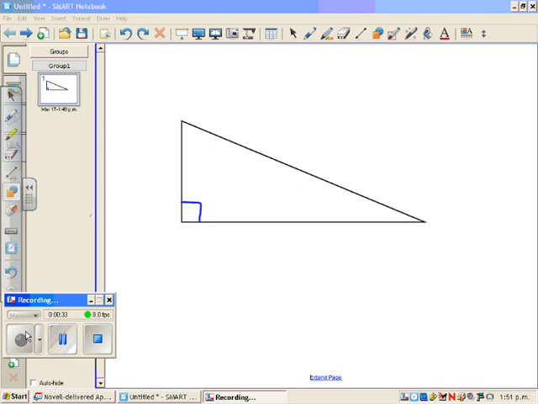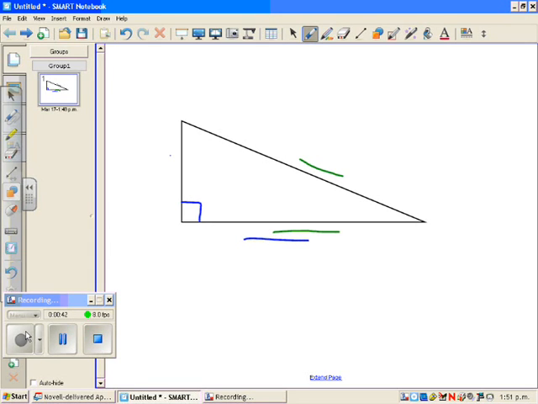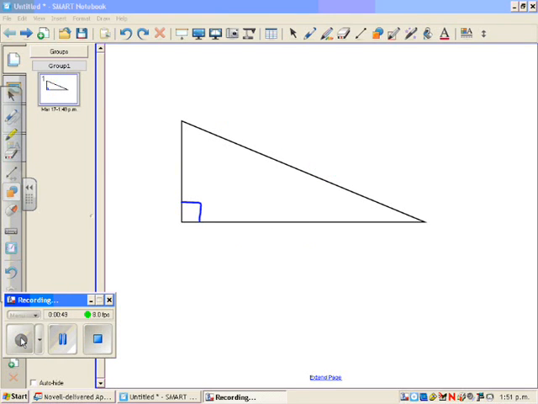When we look at a triangle, we've got three sets of sides that we can compare. We can compare this side and this side. We can compare this side and this side. And we can compare this side and this side. So to compare these sides and get some ratios, we first have to label the sides.